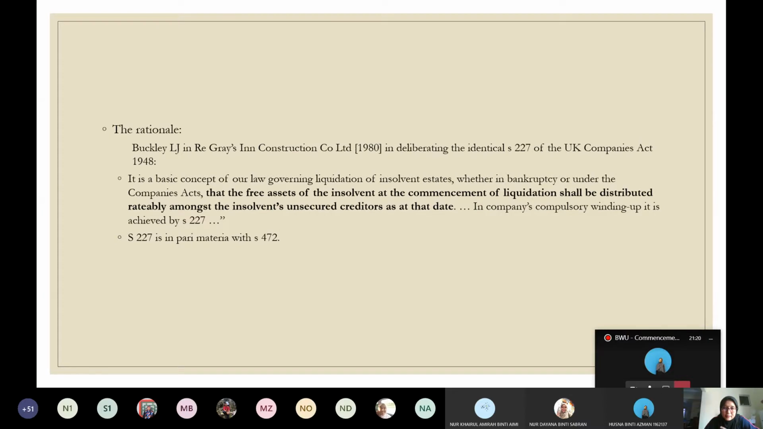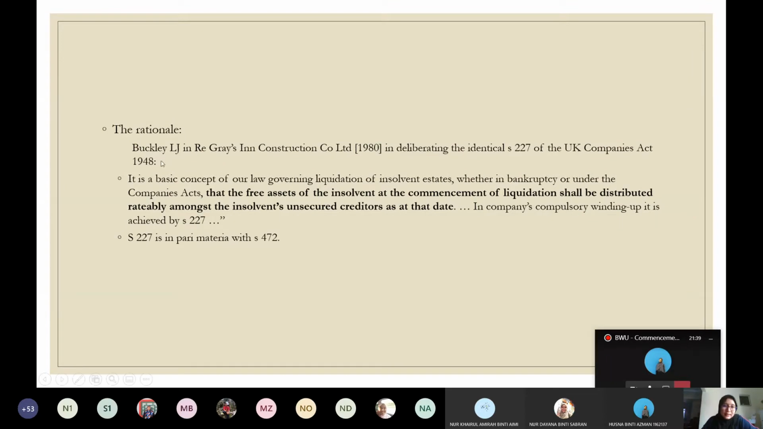So bila dah start dia punya act of bankruptcy itu, dia punya yang doctrine of relation back apa semua tu kan. So dia tak boleh nak transfer harta dia. Sebab dia will frustrate the aim or the purpose of the proceeding of the winding up.